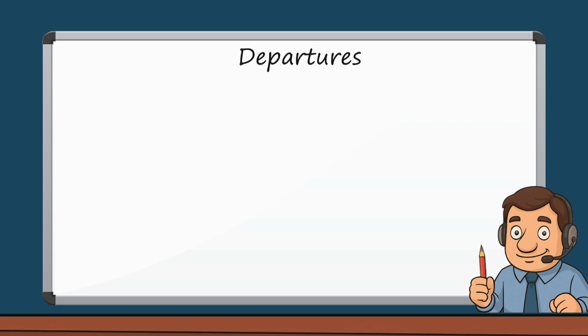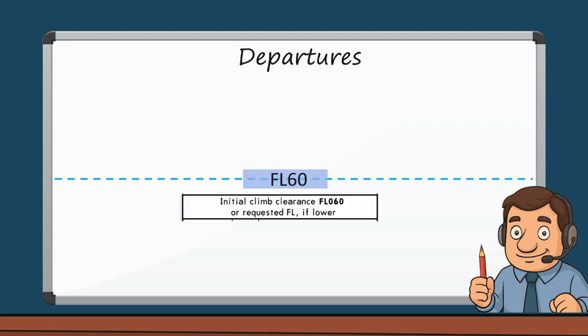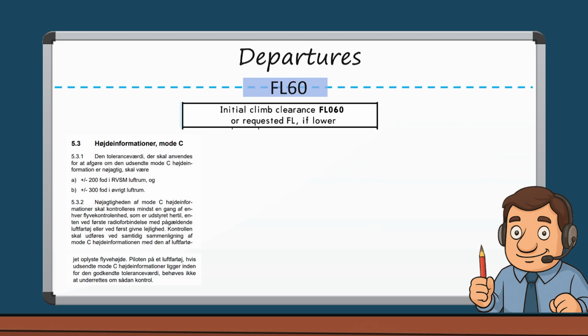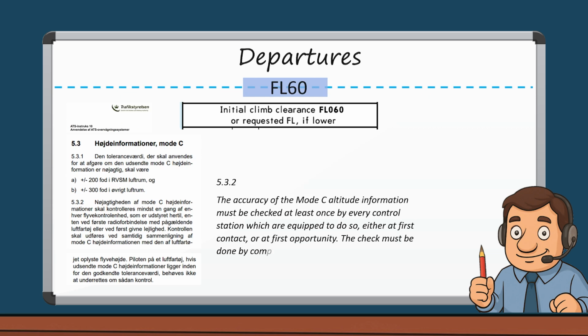Now, there is a departure phase. An airplane coming for departure, cleared to flight level 60 as per the SID chart, calling you up. First, you need to address this paragraph from ATS instruction 10.531. Let's translate that into English. The accuracy of Mode Charlie altitude information must be checked at least once by every control station which is equipped to do so, either at first contact or at first opportunity. The check must be done by comparing the Mode Charlie altitude information with the advised passing altitude by the pilot.